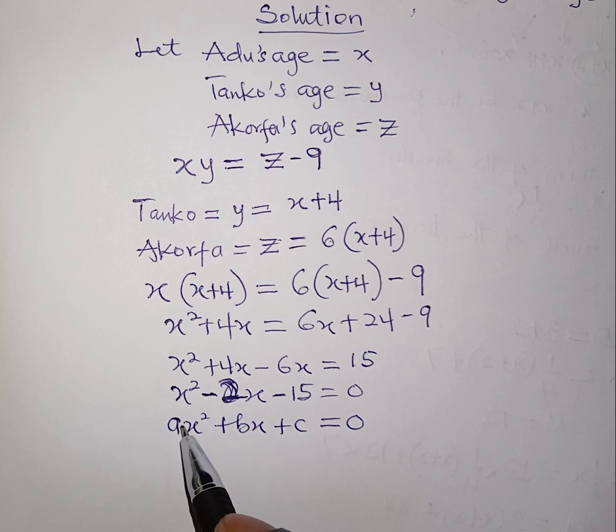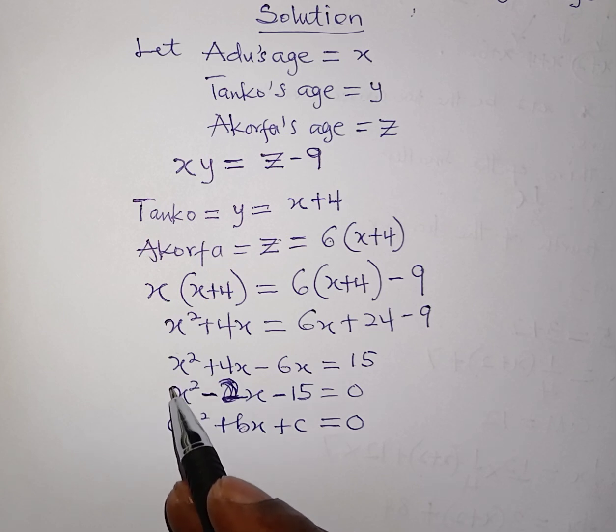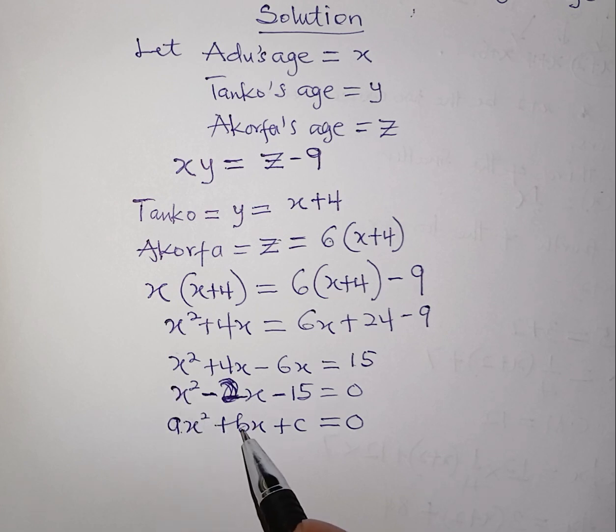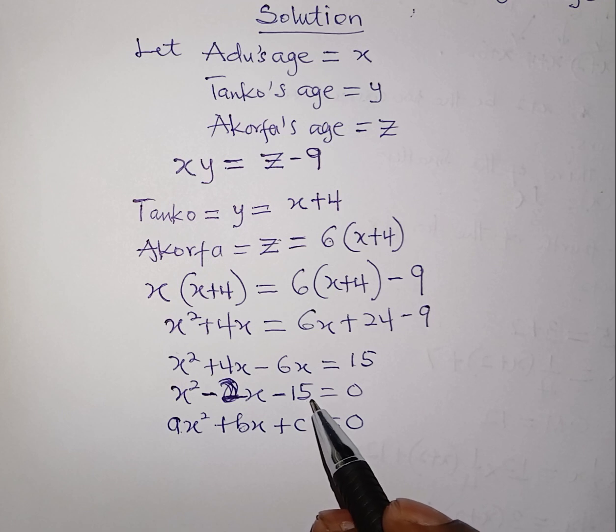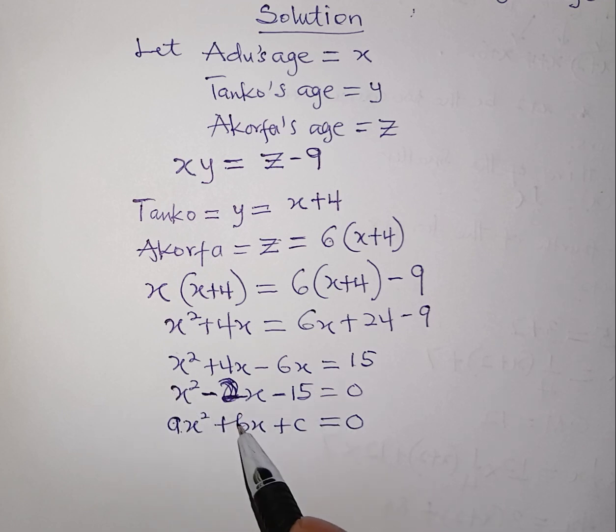So before you solve the quadratic equation, you need to know these values here. These are constants. So this a represents the coefficient of the x squared. Okay, this b represents the coefficient of x, and this c represents the constant. Okay, so in this case, let's compare these constants here.